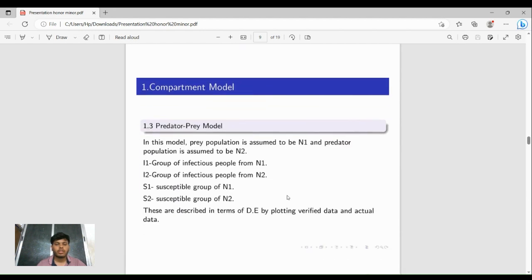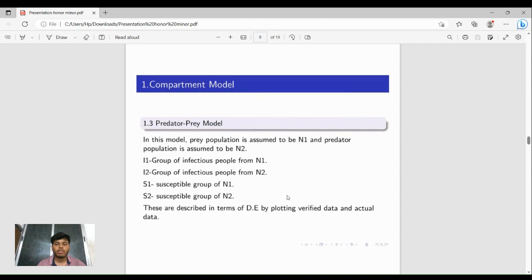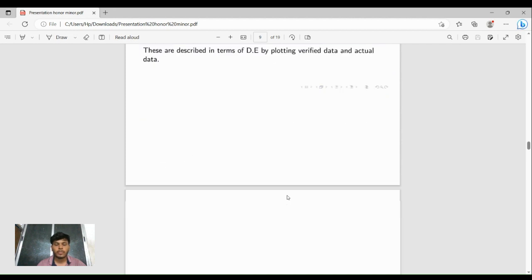The third model is the predator-prey model. In this model, the prey population is assumed to be N1 and the predator population is assumed to be N2. I1 is the group of infectious people from N1, I2 the group of infectious people from N2. S1 is the susceptible group of N1. S2 is the susceptible group of N2. These are described in terms of differential equations, by plotting verified data and actual data.